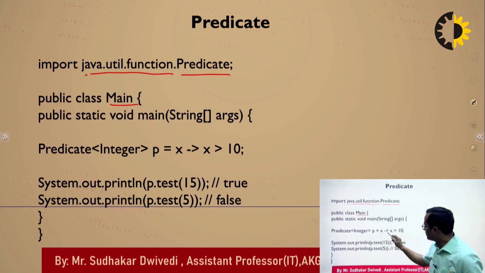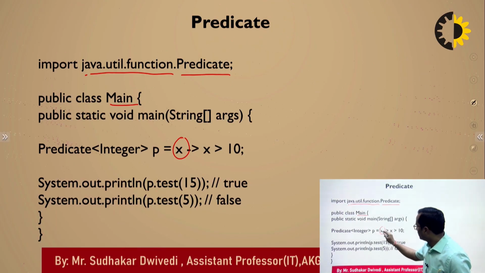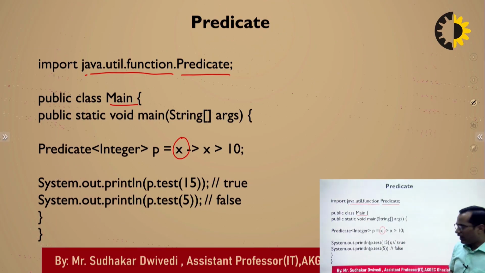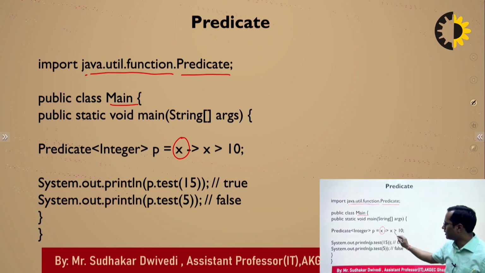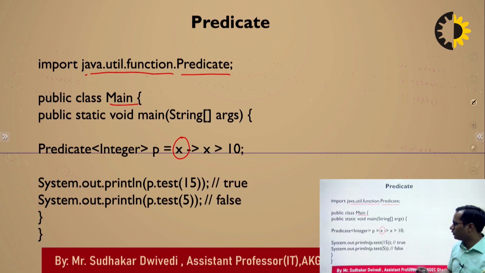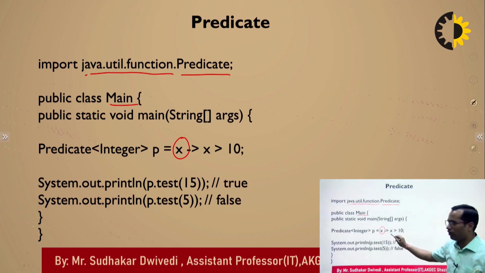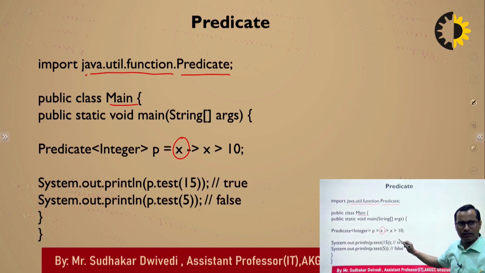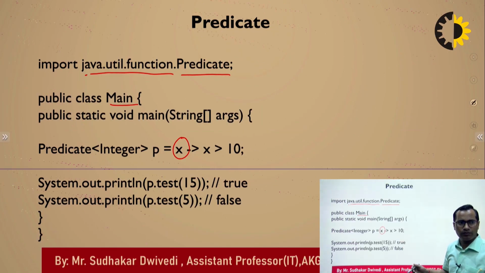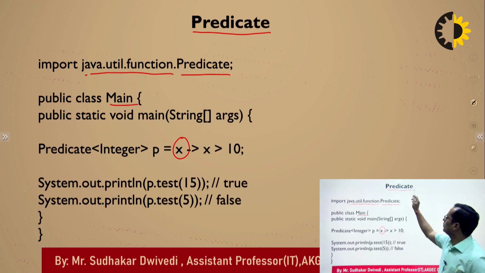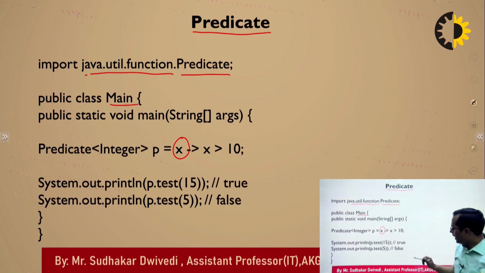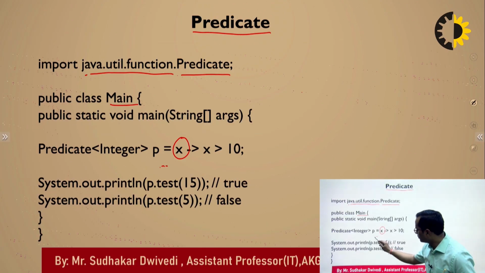So here we have just passed one parameter, and we are checking if the value of this passed parameter is greater than 10. So we are testing if the value of this parameter is greater than 10, then it will return some value. What type of value will this Predicate return? It will return either true or false. So we have used the test function here.